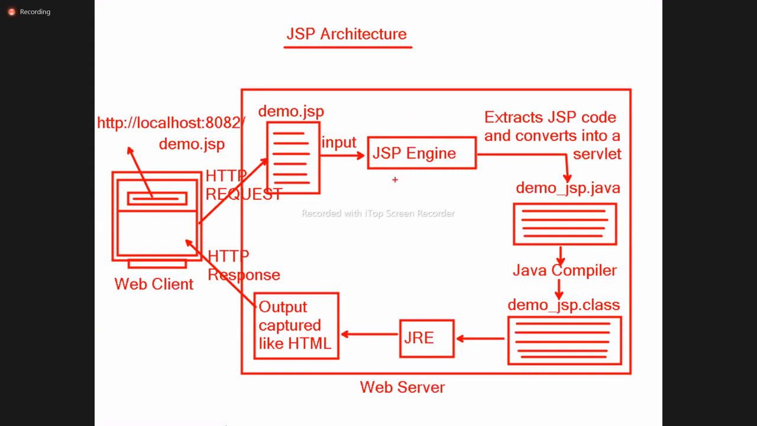What will the JSP engine do? It converts it into a Servlet. That Servlet is compiled by the Java compiler, which is also part of the server. It converts it into a .class file. This .class file is executed by JRE. The output is captured like HTML and passed to the browser. This is the JSP architecture. Okay.